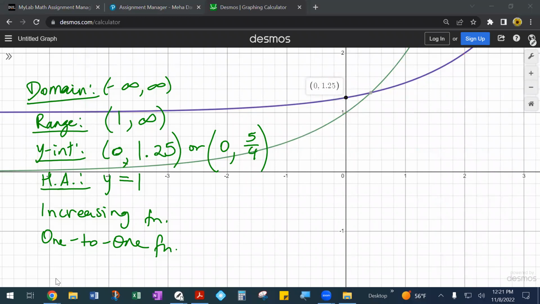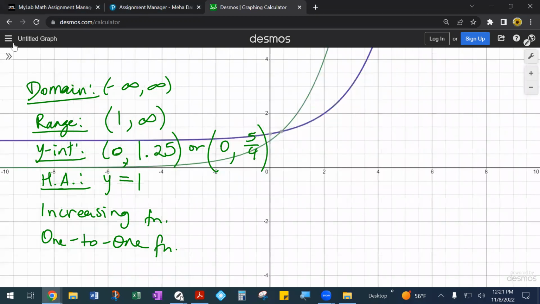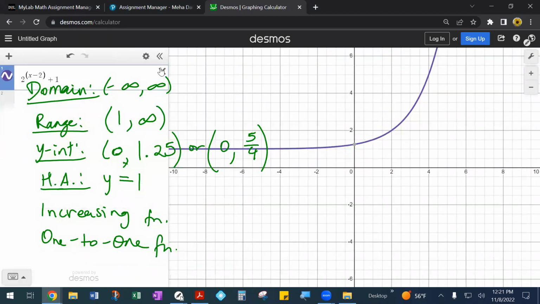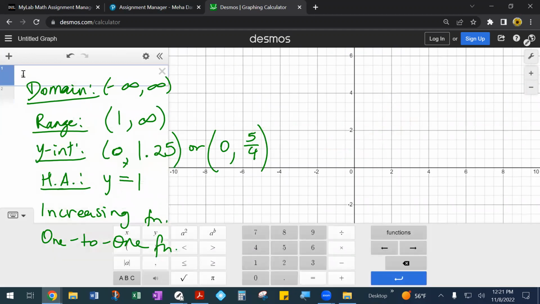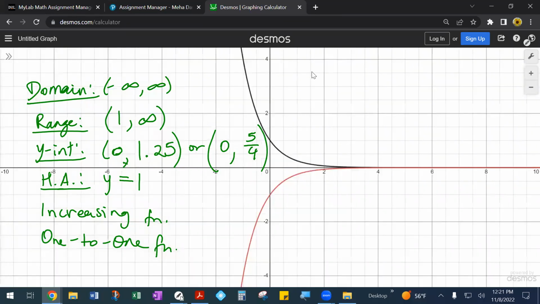Alrighty, let's see what this looks like with the reflection. Okay, so base function was 4 to the power of negative x. So this will be the original function. And then when you create its reflection, that's the negative 4 to the power of negative x. So, as we expected, reflection in the x-axis.